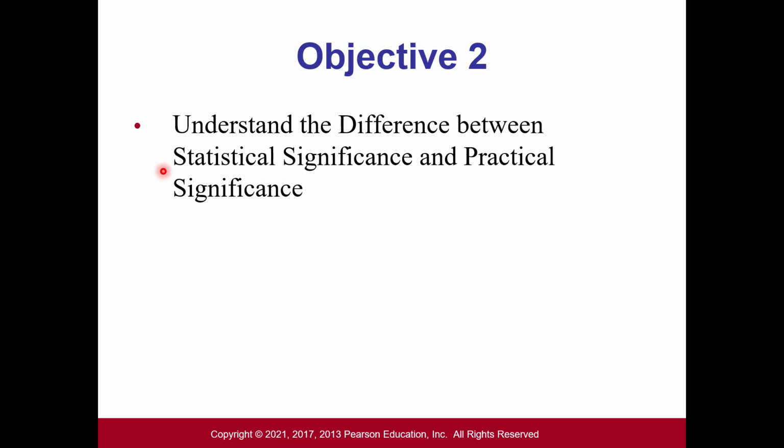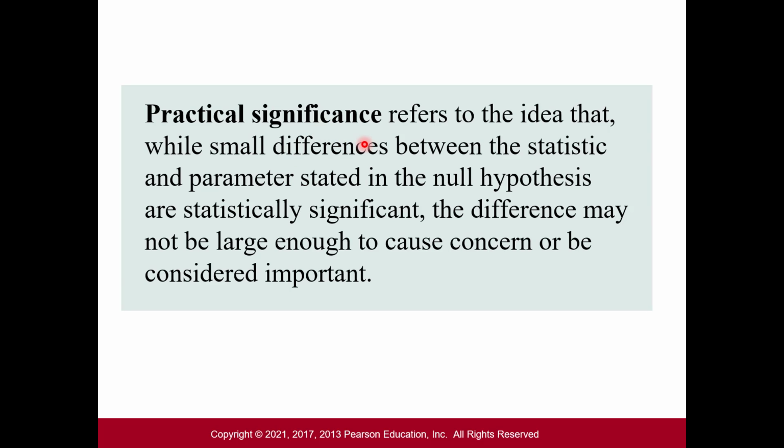Okay, our last objective for this one is going to be to understand the difference between statistical significance and practical significance. And so practical significance refers to the idea that while small differences between the statistic and parameter stated in the null hypothesis are statistically significant, the difference may not be large enough to cause concern or be considered important. So that's practical significance. Even though there are small differences between our test statistic and our parameter value in the null hypothesis, it might not be a large enough difference to be of a concern.